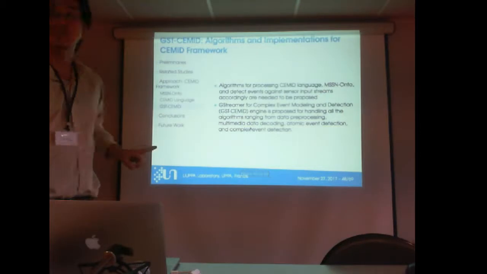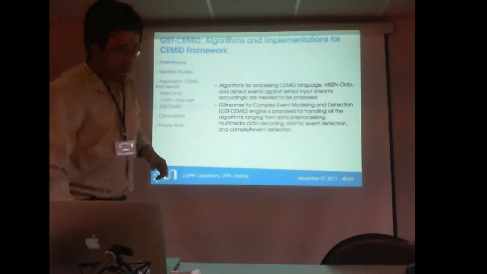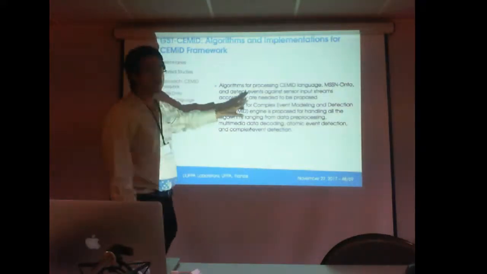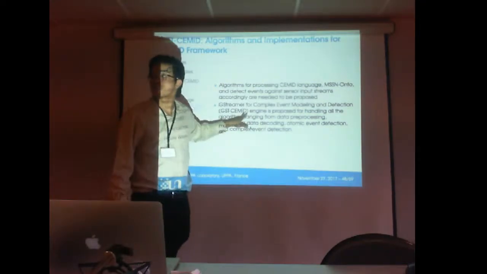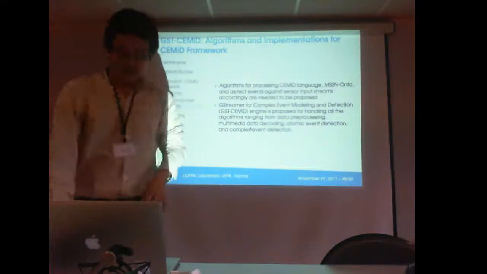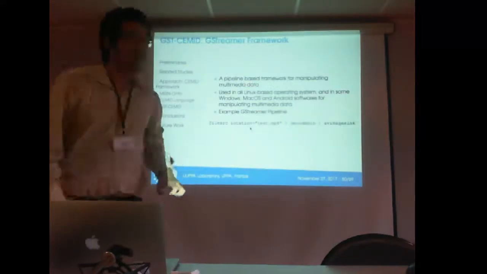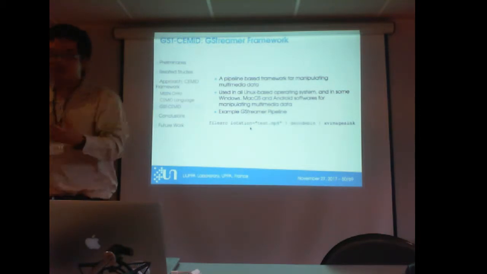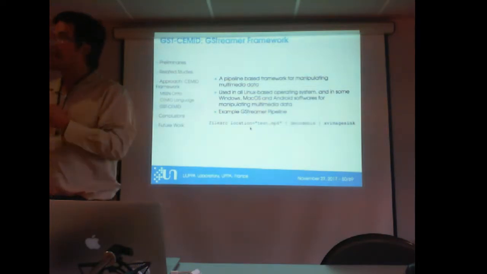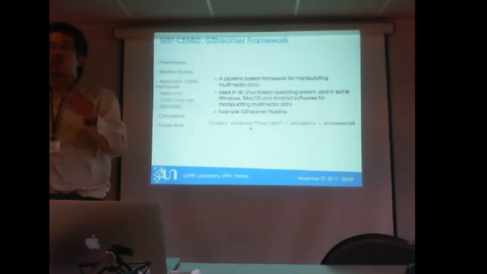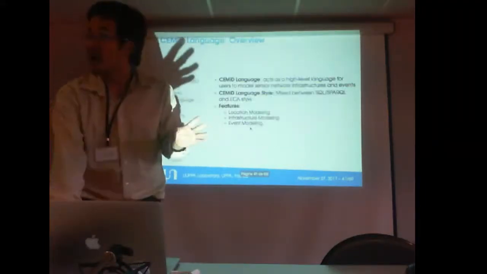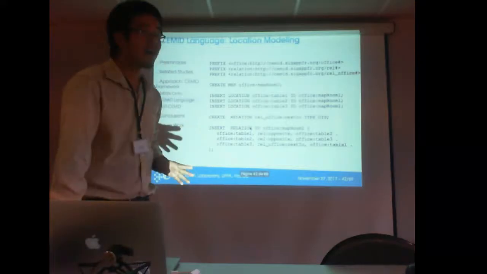Here is how the framework processes all the language to detect some events. There are several algorithms, but in short, we developed an engine called GST SNIMIT, an abbreviation of GStreamer for complex event modeling detection. Just quickly, what is GStreamer? GStreamer is a pipeline-based framework for manipulating multimedia data on every Linux platform. Why do I use the GStreamer framework? Because it can already be used for decoding every kind of multimedia content and extracting low-level features. So by using GStreamer, we can automate all the pre-processing and decoding, and we can work directly on the complex event processing part.